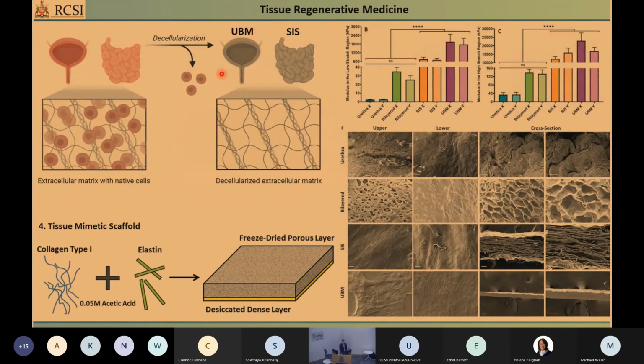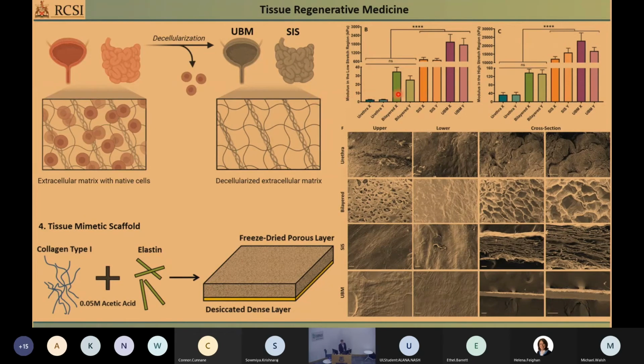This stands for urinary bladder matrix, and this stands for small intestinal submucosa, and these have been used clinically as regenerative therapies. What happens is you would take these porcine tissues, remove the cells, and you'd be left with just this extracellular matrix. No one had examined whether this is an appropriate substitute for urethra, and can it act as an appropriate scaffold.